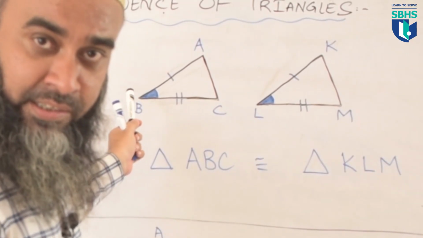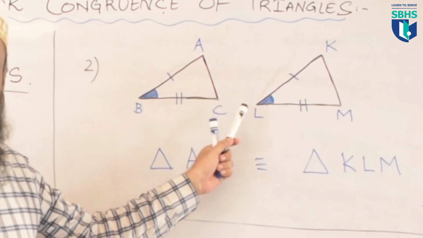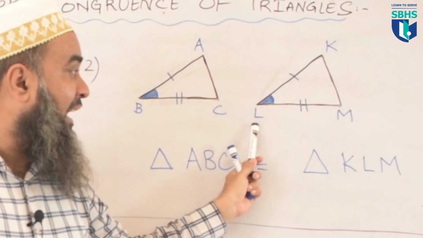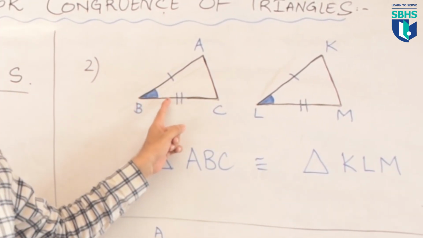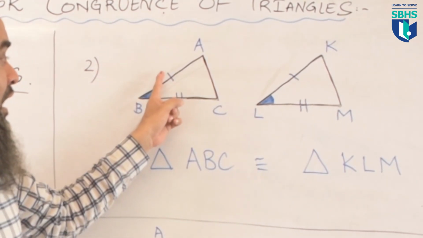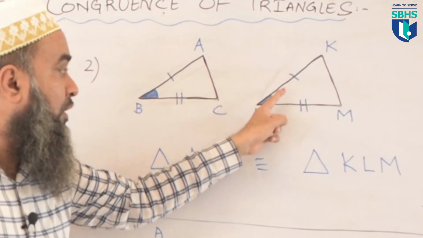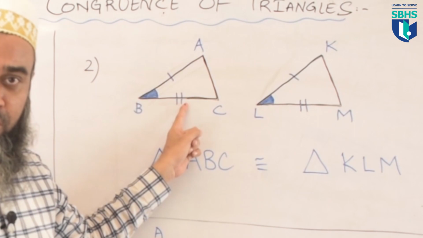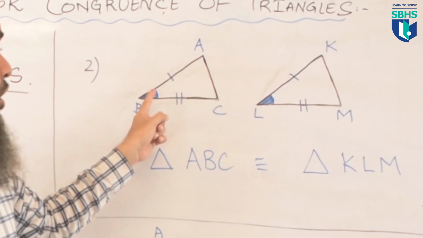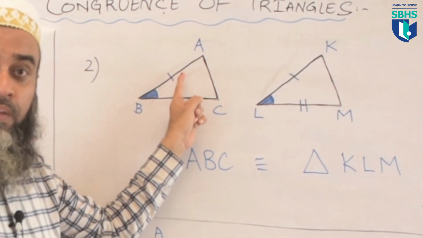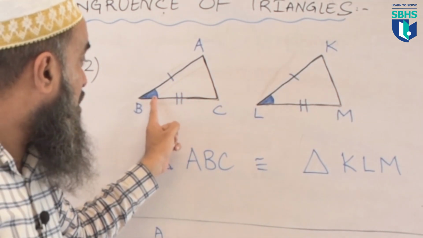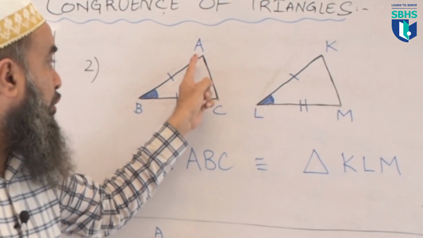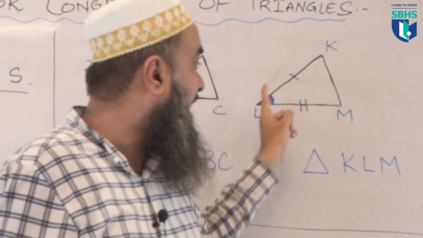Now, let's move towards our second condition. As you can see, again we have taken two triangles, triangle ABC and triangle KLM. In this condition there are two pairs of corresponding congruent sides, and there is also an angle between them which is also congruent. Here angle B is congruent to angle L, or you can say that angle ABC is congruent to angle KLM.